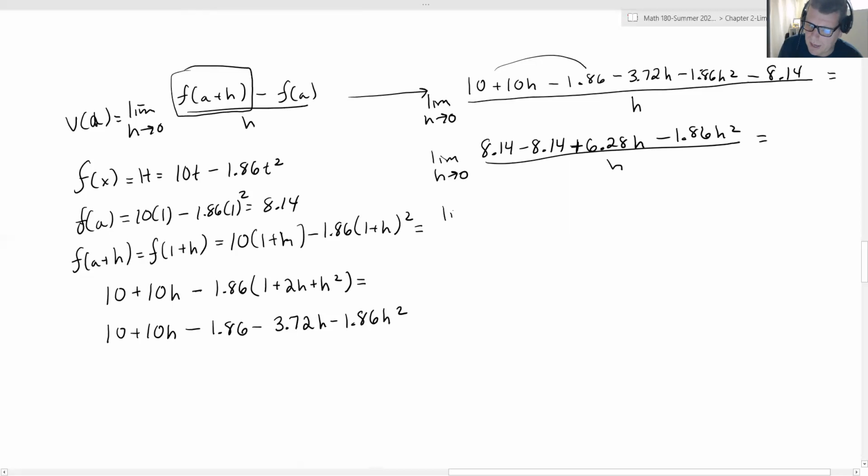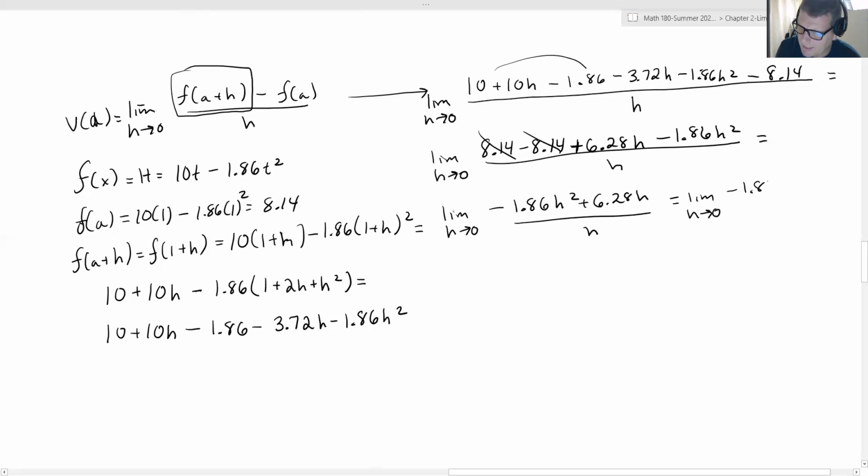So this is the limit as h approaches 0. These guys are going to cancel out. They go away, and what we're left with is just negative 1.86h squared plus 6.28h, divided by h. That's then just going to equal the limit as h approaches 0 of negative 1.86h plus 6.28. And then we can just substitute in the 0, and we end up with 6.28, which is exactly what we ended up with before.